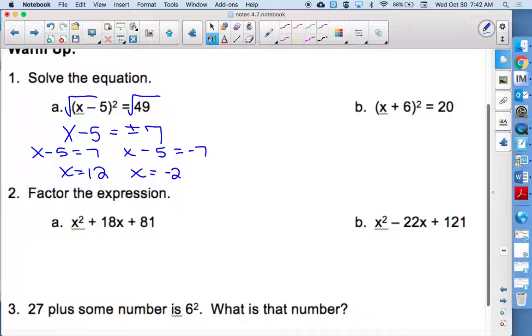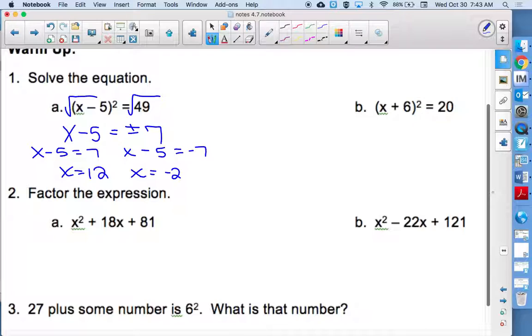Remember, you can always check your work. If I plug a 12 in, 12 minus 5 is 7. 7 squared is 49. If I plug a negative 2 in, negative 2 minus 5 is negative 7, but negative 7 squared is 49. That's why I get 2 x answers there, because there are 2 different solutions that would solve the equation for x. So make sure you have both. X is squared, so I should have 2 answers.